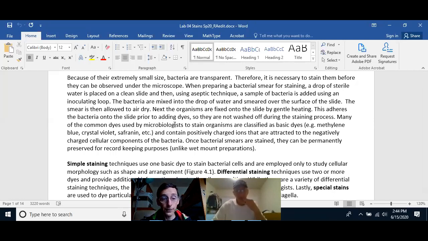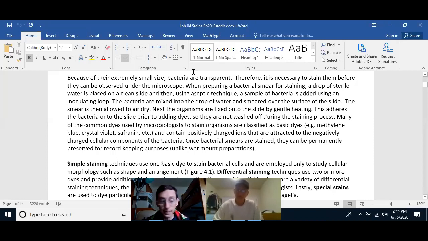The advantage of air drying and heat fixing is that it actually kills the majority of species. It won't kill an endospore, it won't kill mycobacterium, but for the majority of the species, air drying and heat fixing will kill them on the slide. Okay? And the heat fixing is very light.